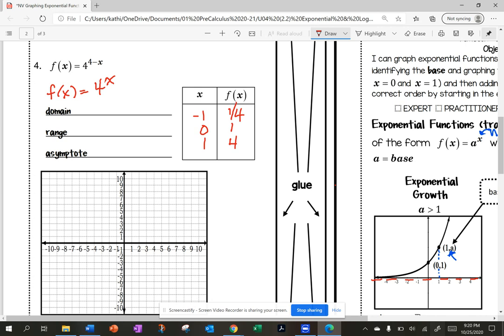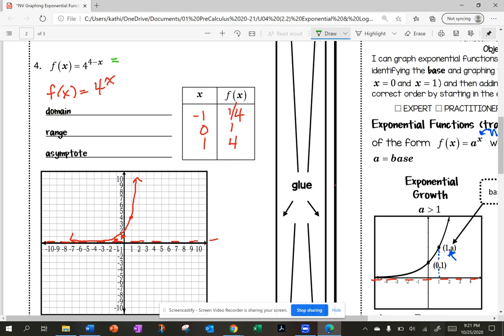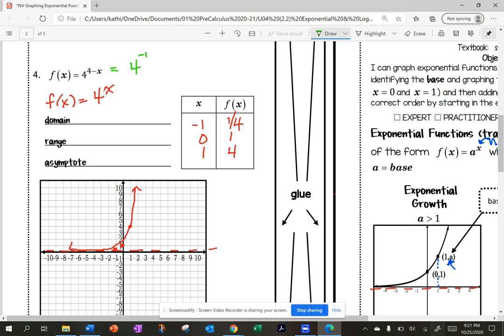So if I go plot my parent function first, I'm going to plot my 3 points. So -1, 1/4, 0, 1, and 1, 4. Okay. Now for my new function, I'm going to look at what my transformations are. So I'm going to rewrite this. This is not in the standard order. So I'm going to rewrite this as 4 to the -1 times x minus 4. I think that's a little bit easier to understand this way.